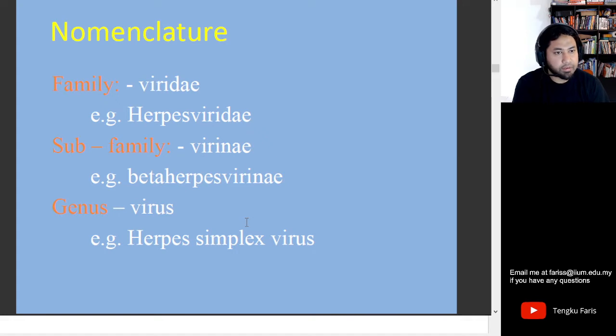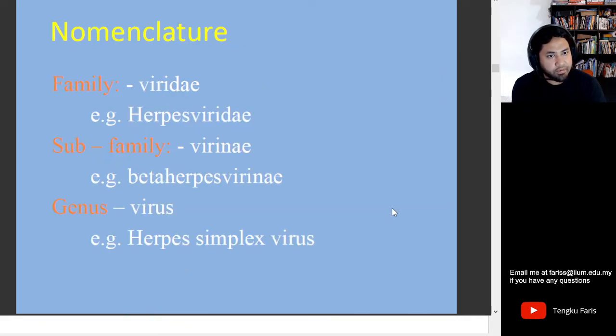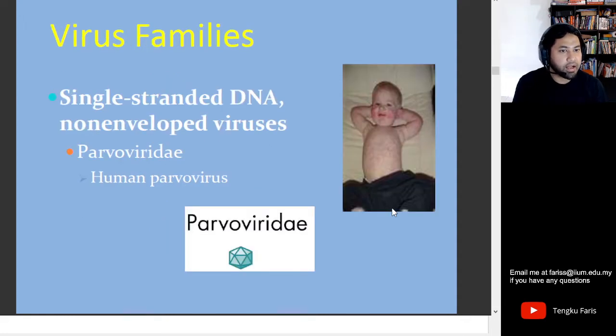If you look at the example here, the family is Herpesviridae, the subfamily is Betaherpesvirinae, for example. The genus virus, we call it Herpes simplex virus. So don't mix these things up. Make sure you know which one is which and how we name them. Virus families: we're talking about the families of virus now, just like the Herpesviridae and all these other viral families.